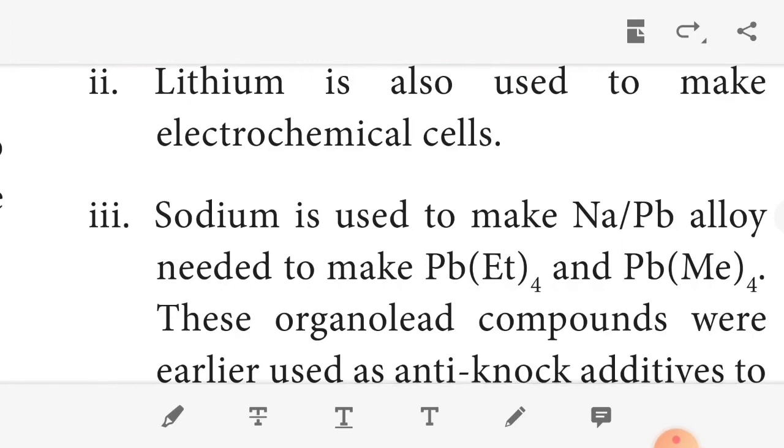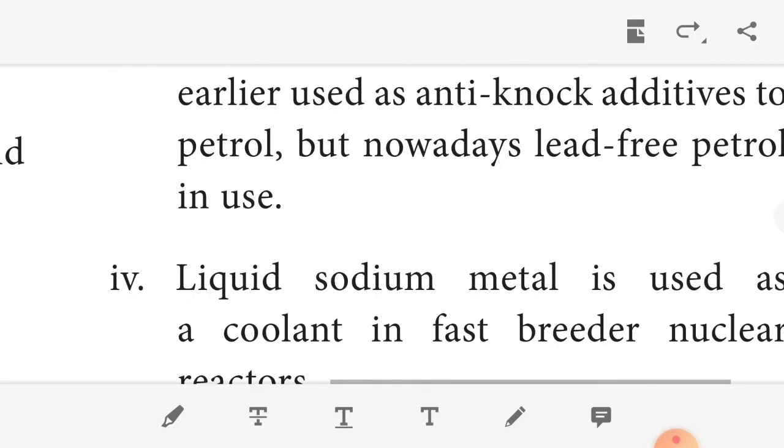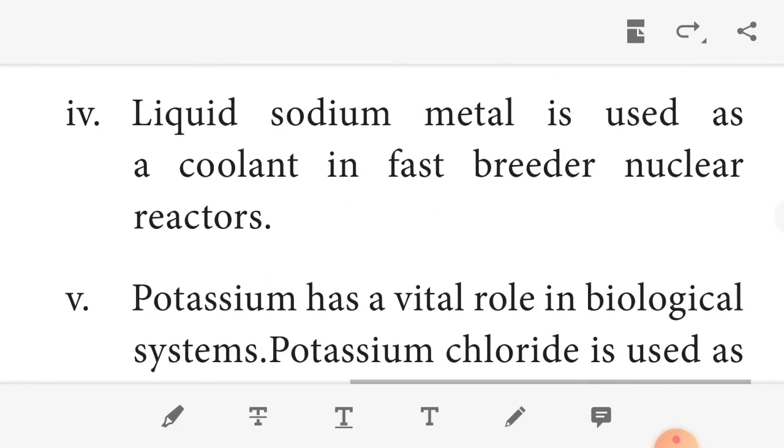Then sodium is used to make sodium-lead alloy, needed to make tetraethyl lead and tetramethyl lead. These organolead compounds are used as anti-knock additives in petrol, for leaded petrol. Liquid sodium metal is used as a coolant in a fast breeder nuclear reactor. Then potassium has a vital role in biological systems.